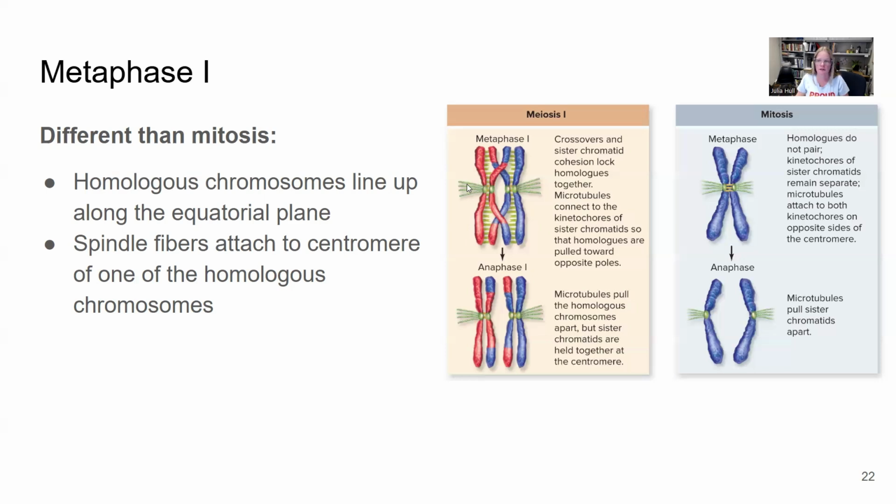Okay. We have our spindle fibers attaching to the centromere of each chromosome. So we want to take each chromosome and yoink it over to the opposite sides.